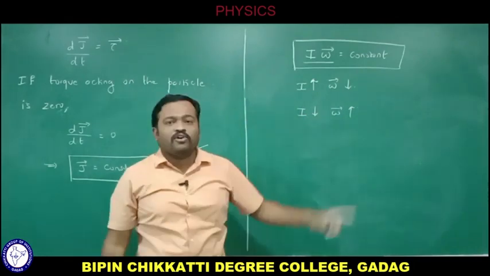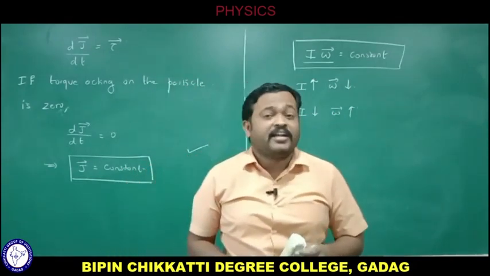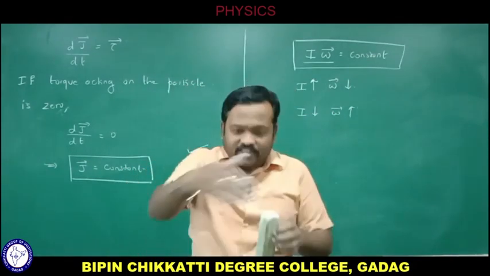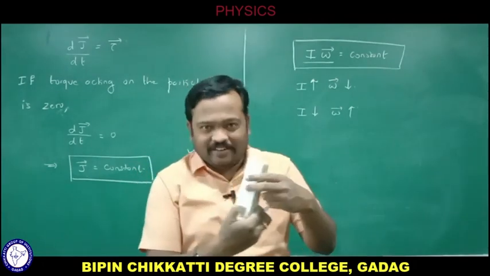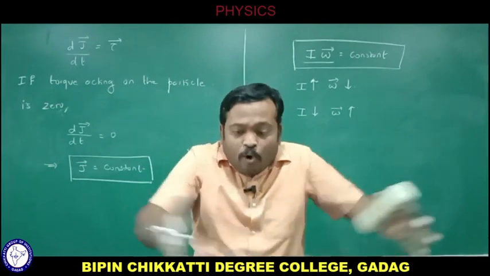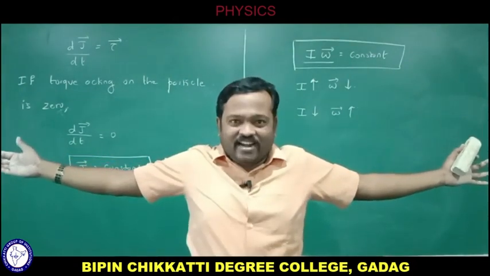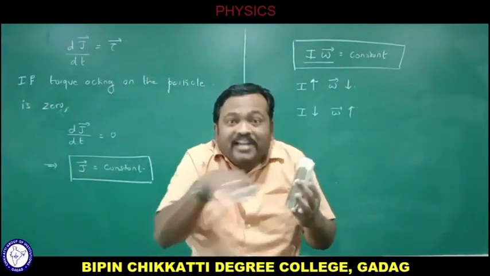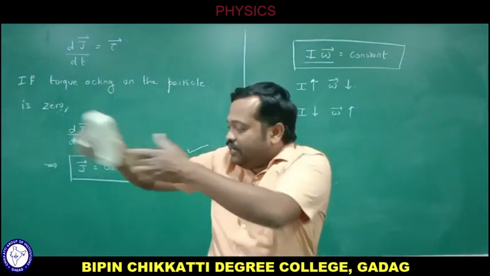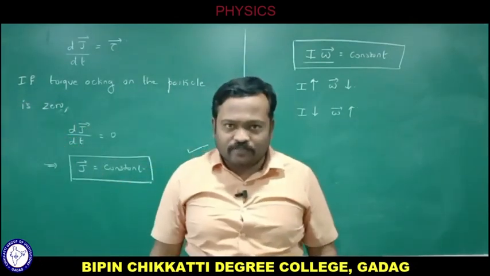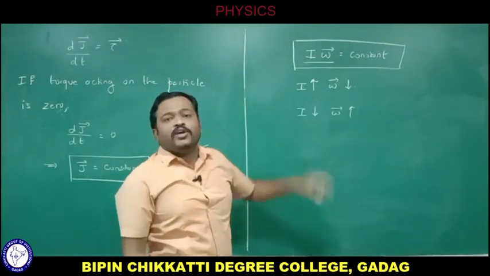This law is used by ballet dancers. I think you've seen the dance while rotating. Whenever a dancer is rotating, if she opens her hands, the speed decreases. If she closes her hands, the speed increases. What is the meaning of opening the hands? Opening the hands means I am increasing the distance from the axis of rotation, which means we are increasing the moment of inertia. How to increase the moment of inertia?